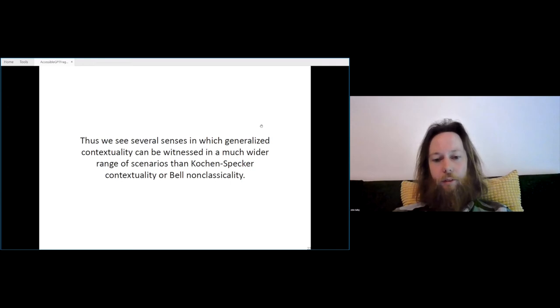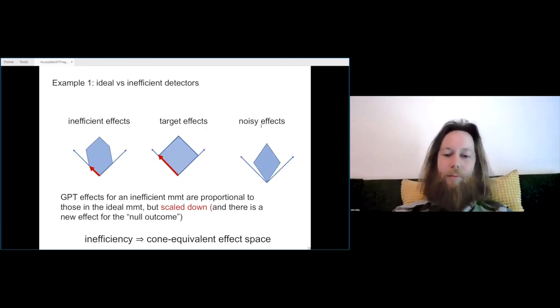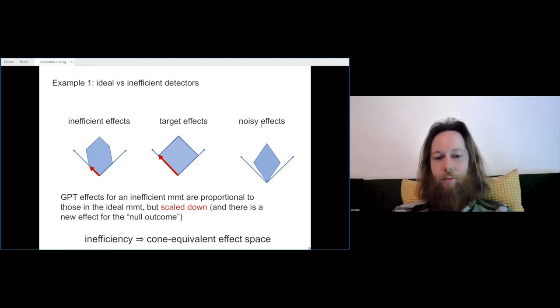Any other questions? You went over it quickly, the particular slide, but there seemed to be a slight difference between inefficient effects and noisy effects. Does that have an implication for practical robustness to noise?